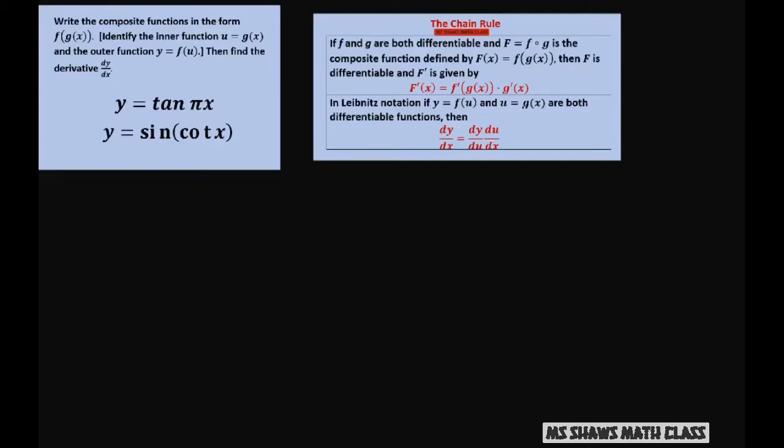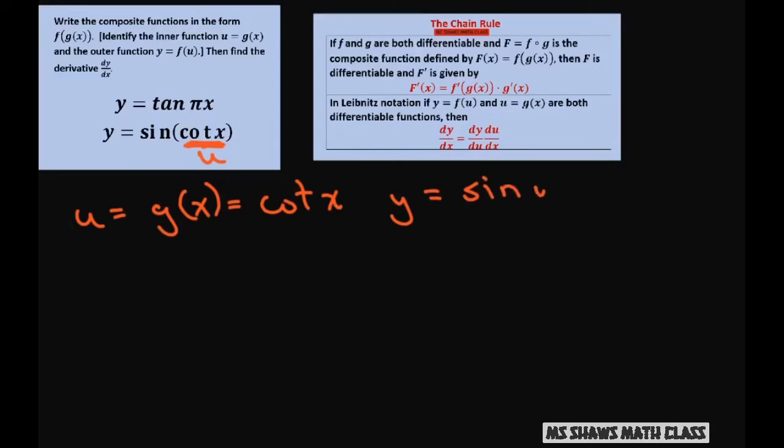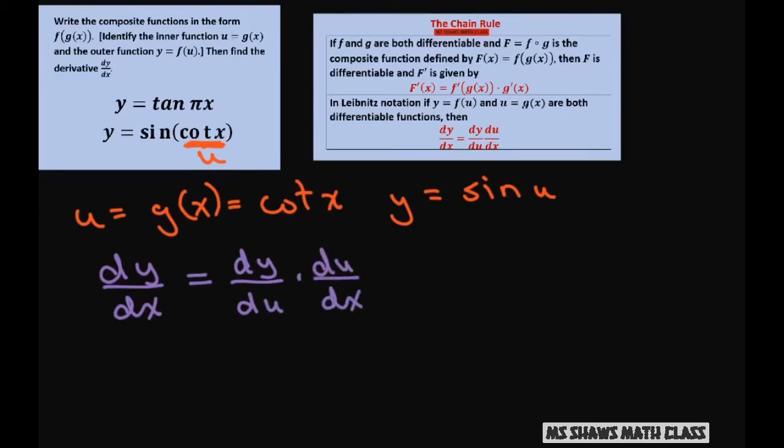Let's do the next problem. Next one, we're going to let u equal this inner function. So u equals g(x), well, that's going to be cotan of x. And therefore, this is going to be your u part. So now our y equals sine of u. All right. Now, we're going to use our formula, derivative of y with respect to x. We're just kind of expanding it out here. So we have these two derivative of u's. These two would cancel out if you want.